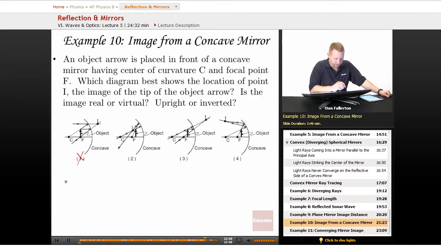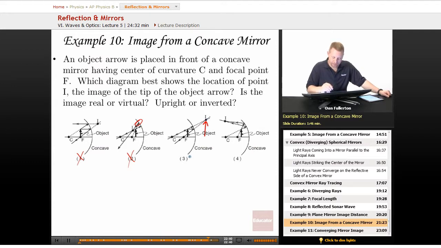Can't be one. Or number two, the line from the focal point through the object and then back off the mirror. That's not right. That can't work. Number three, we've got the line parallel to the principal axis from the image, goes through the focal point. That works. We also have the line through the center of curvature in the object going back through the center of curvature. That works. And then they're extended back on the opposite side of the mirror to give you an image. So our image would look like that.